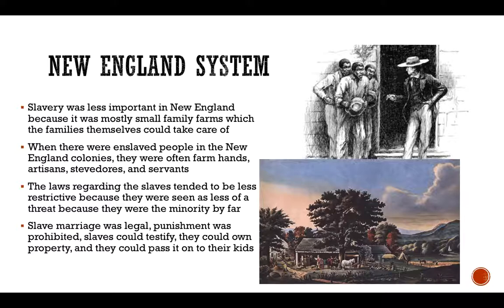So the New England system, while still participating in slavery, while still being this wretched concept of ripping freedom away from people, you can see this is a different system from that in the South. It obviously does not make it right or excuse it at all. It's simply different.